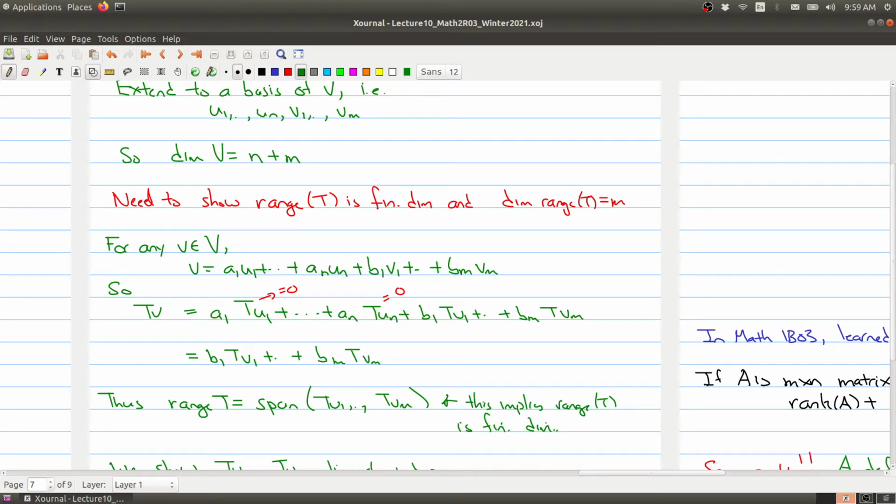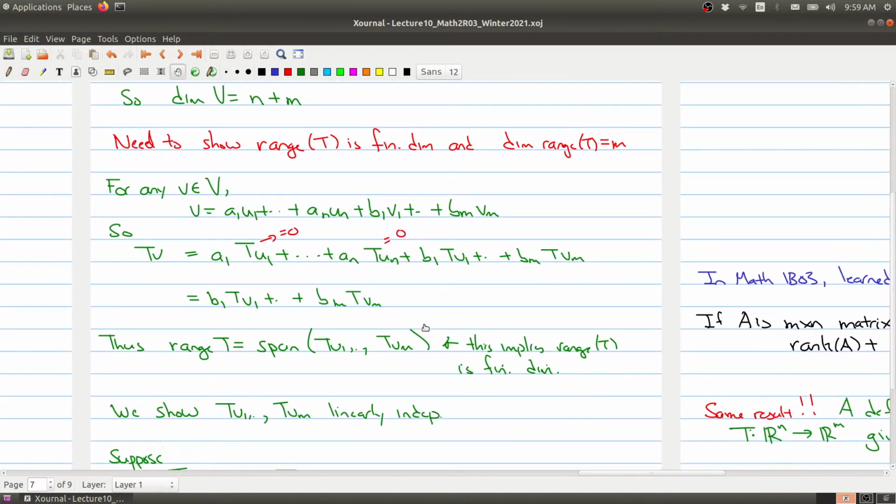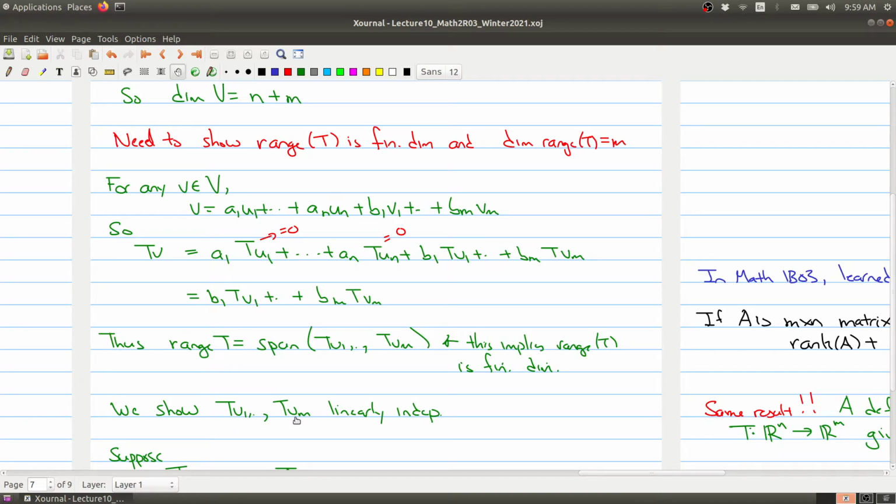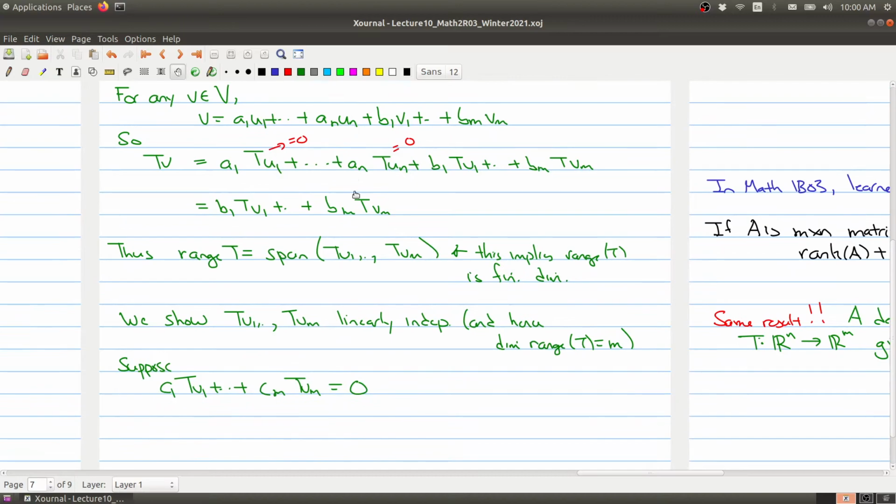Remember, the definition of finite dimensional just says that your space can be spanned by a finite number of vectors. Now what we need to do is show that Tv1 up to Tvm are linearly independent. We want to show that not only do they span the whole space, but they're actually a basis. If that's true, we get the conclusion that we're looking for, namely, that the dimension of the range of T is m.